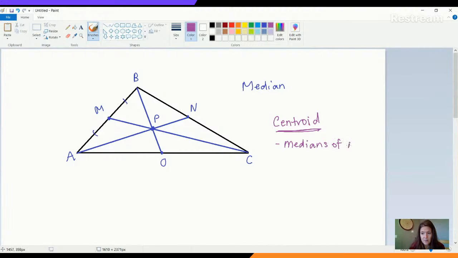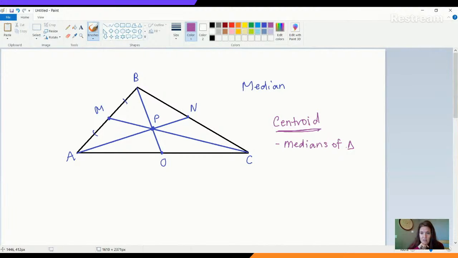This one's a little different because we don't have to use angle bisectors to find a point that's equidistant from the sides. We just draw the medians and figure out where the centroid is, and that's pretty much it. We find the centroid just by finding the medians, so it's a little easier in that aspect.